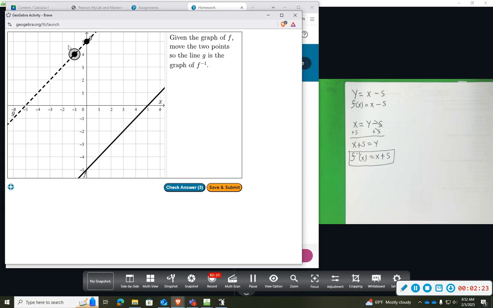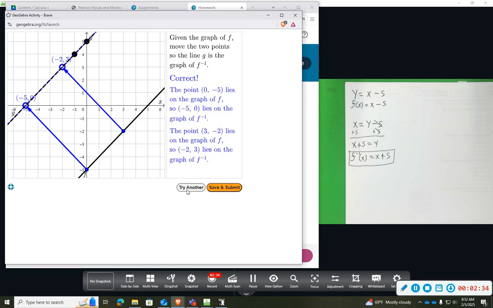And you can check by plugging in a value. So if I was to plug in -1 for x, -1 plus 5 will give me 4, and that's where we end up. So looks good. We can check it, and it says correct. So as long as you switch places x and y, and then you solve for y, that is going to give you f inverse.